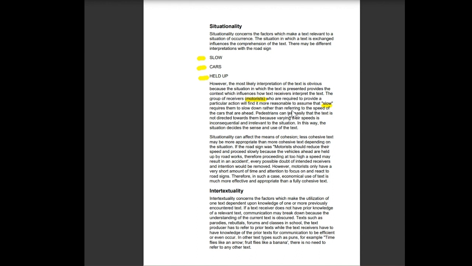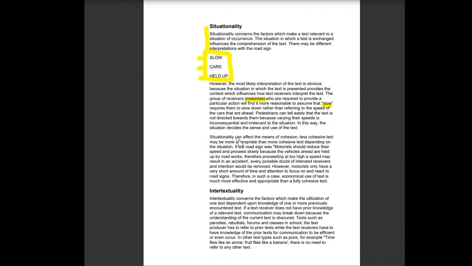So basically, situationality is the element that can give us a context, and this context could be relevant or irrelevant. In this case, of course, it is relevant because we are talking about motorists. So the situationality of this is very important for this context.